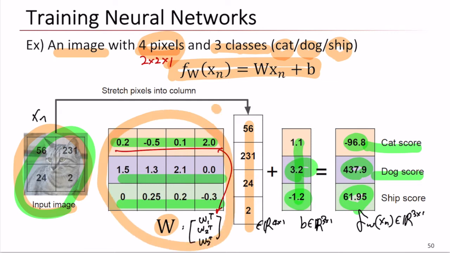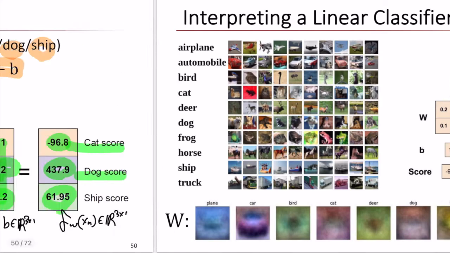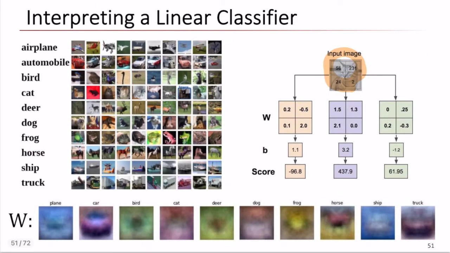Let's talk about the phenomena of this one. What kinds of learned parameter W should there be? As we discussed so far, if we consider the input image 2 by 2 like this, your learned parameters are W1 transpose, W2 transpose, W3 transpose. By reshaping this W1, W2, W3 as an image, in the original image size, the 3 kinds of W will look like this. So this W1, 2, 3 defines the decision boundary, as we discussed in logistic regression. This is going to be the decision boundary.